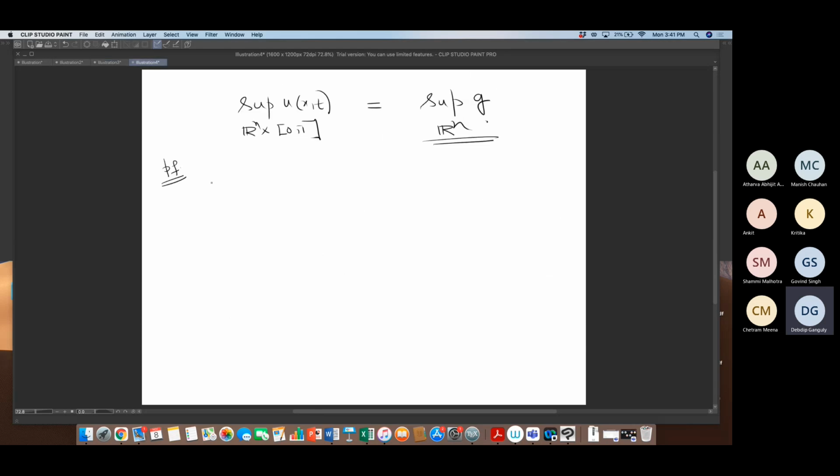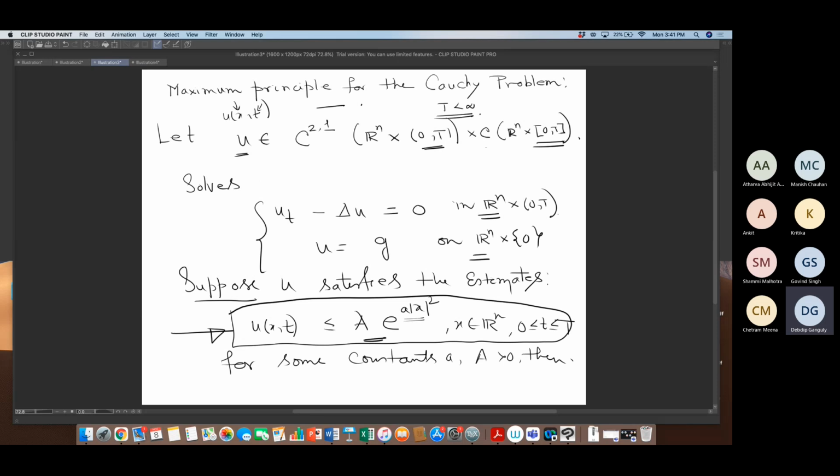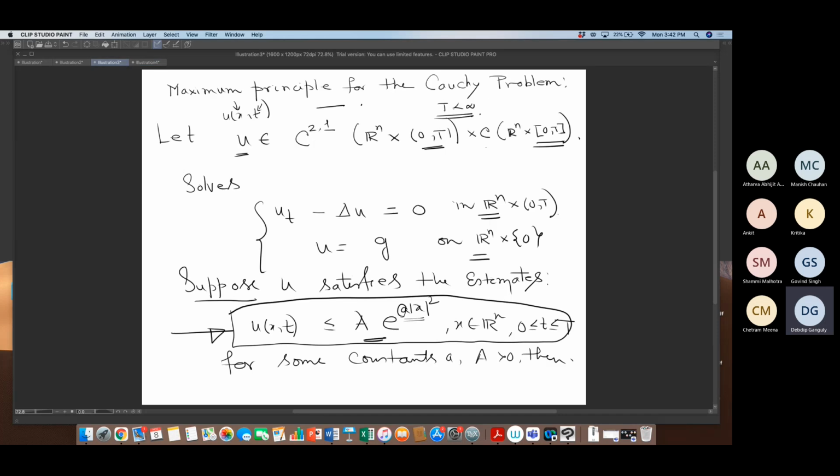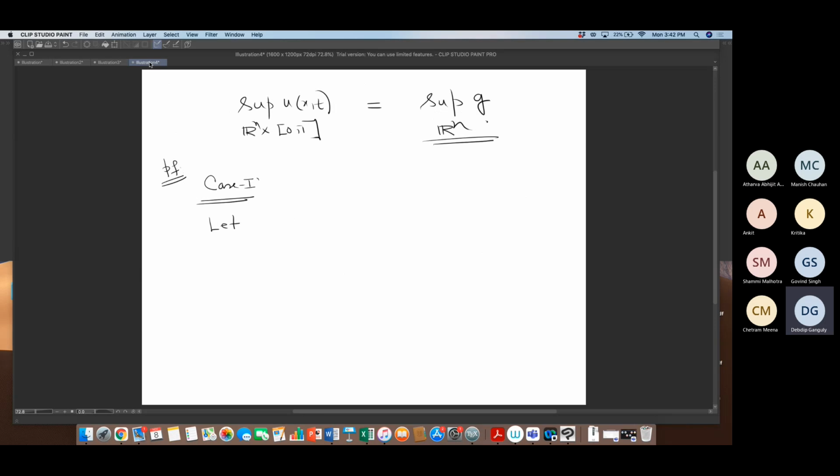So first, case one. These constants are given, right? The constant e to the power a |x|^2 is given. So case one I am considering: let us assume a small time case. That means when your T is less than infinity, I can take T very small. But which type of small? I will just prescribe that. Let us assume that 4aT is less than 1.